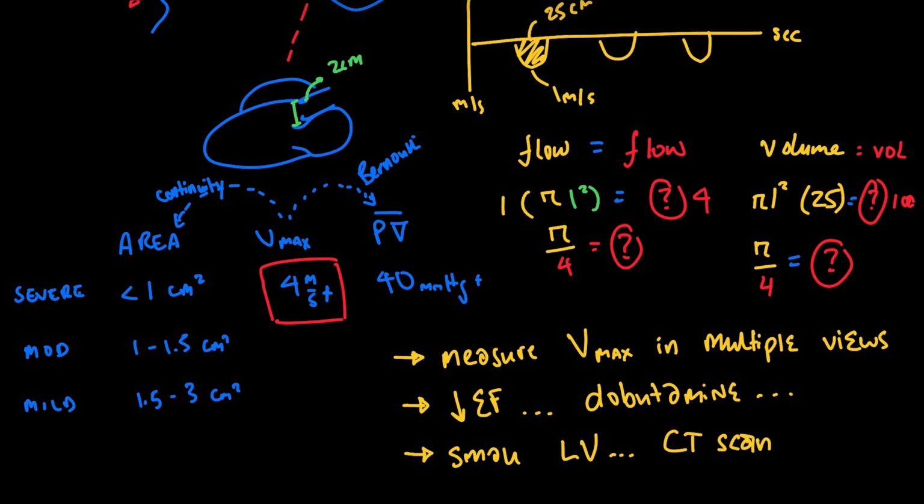Or if it's just a small left ventricle leading to less flow, giving more dobutamine won't help. It's already squeezing well, it's just too small. In that case, you can look at the CT scan to try and help figure out if it's severely stenotic or not.